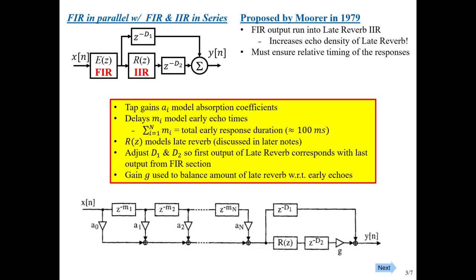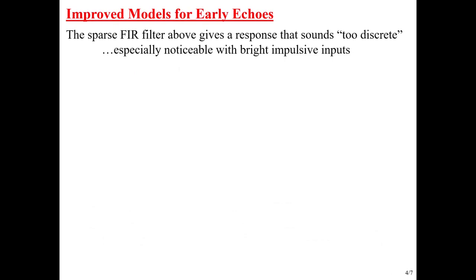Okay, so two different approaches. Now, those are very simplistic in the sense that all of the filter coefficients are just constants. And we're talking about a sparse FIR filter here. And so it turns out that this really just doesn't sound all that good. It was a good improvement from not having it at all, but it just sounds too discrete. Like you can hear these echoes and they just sound too individual.